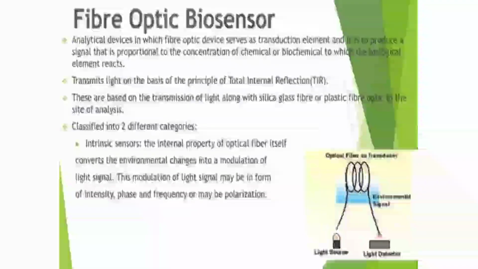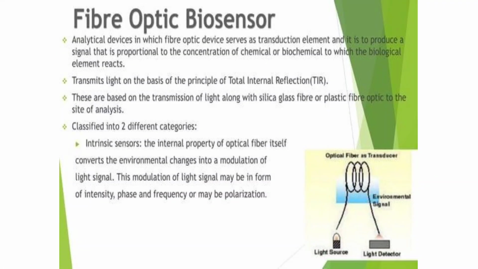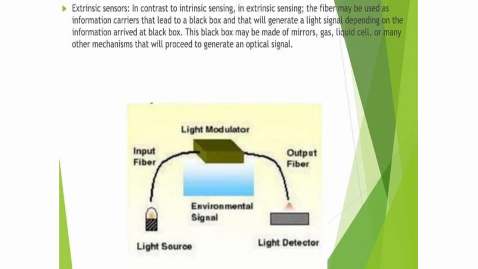And the second major operational category is the fiber optic biosensor. These are analytical devices where the flexible fiber optic waveguide serves as the central transduction element, and these sensors are manufactured using high purity silica glass fibers. In the intrinsic type, the environmental or biological change acts directly on the fiber core, which will cause a measurable modulation of the transmitted light signal in the form of frequency.